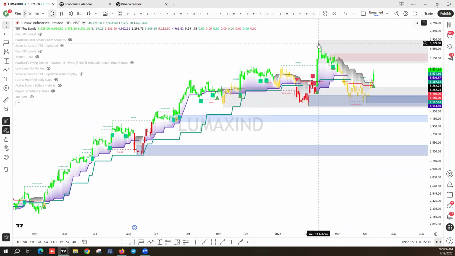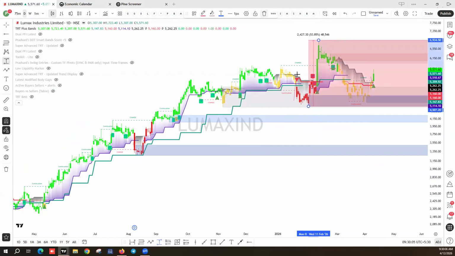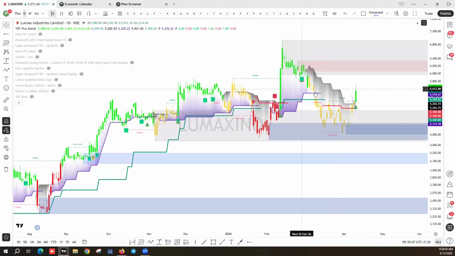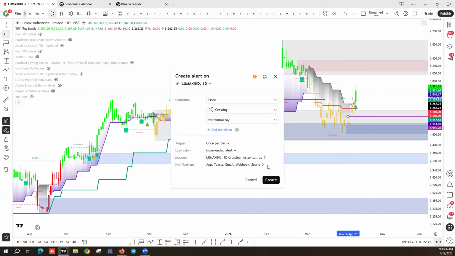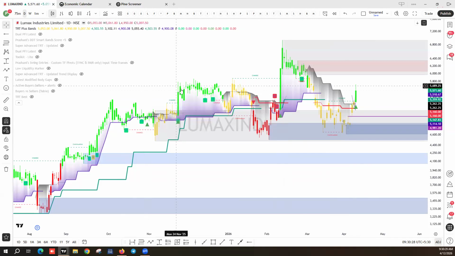Lumax, it went up nicely. How much was this up move? This was 53%. So, it came down again, it created a double bottom, and now it is going up. It is above the bias band. Above all four bands. All four bands are present. It has closed above all four bands. And I will still prefer a retracement entry if I want to buy.